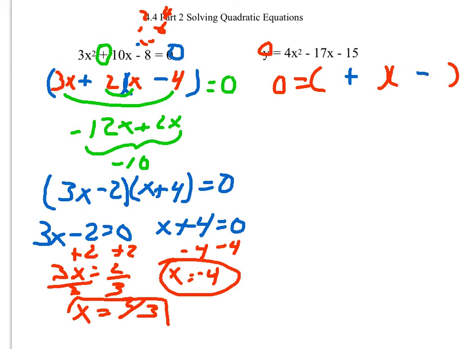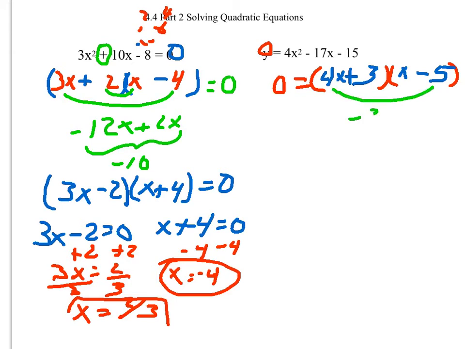The 4x squared, we can break that down into 4x and 1x, or it can break down into 2x and 2x, but the 4x and x happens to work here. And then the 15, we can break that down into either 1 and 15 or 3 and 5. So in this case, we'll break it down into 3 and 5. And again, it's important that you check and make sure that you did it right.